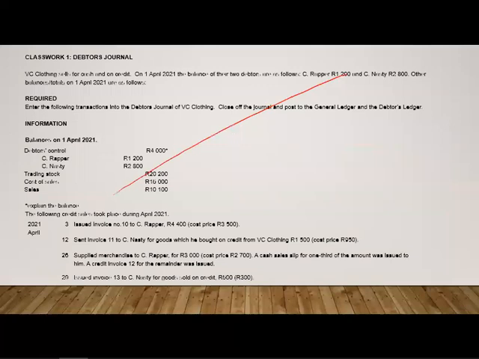All right, I'm done with it. And then it says, we sent invoice 11 to C Nasty for goods which he bought on credit from VC Clothing. The amount was 1,500 and the cost price is 915. That will be recorded in the debtors journal.